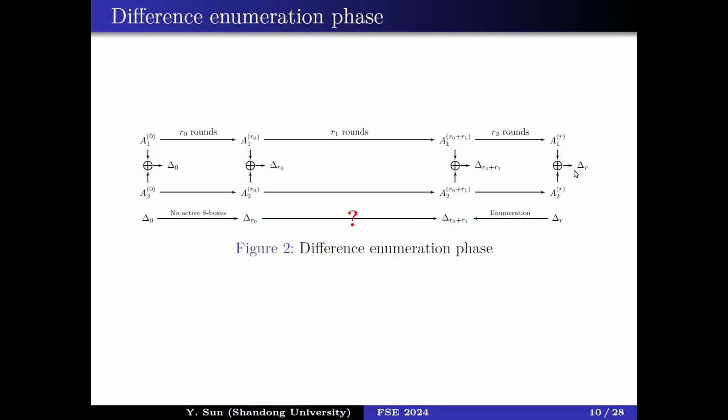Now, let's take a look at the difference enumeration phase. First, choose an input difference delta 0 such that there will be no active S-boxes in the first R0 rounds. Second, encrypt a plaintext pair whose difference is delta 0 for R rounds, and obtain the corresponding difference delta R of the ciphertexts. Third, enumerate state differences backwards from delta R for R2 rounds, and obtain the state difference delta R0 plus R1. The next thing we focus on is what to do with the R1 rounds in the middle.